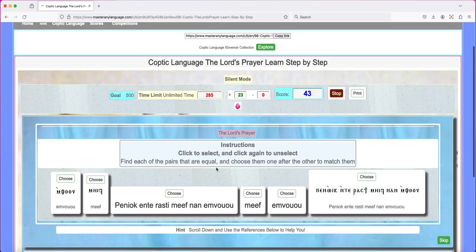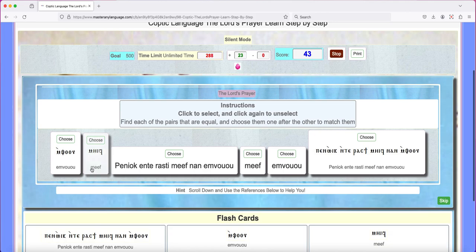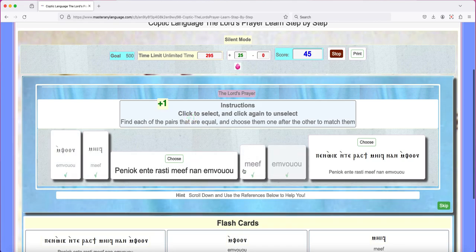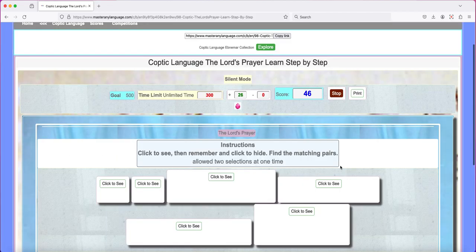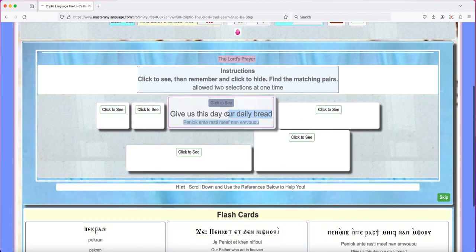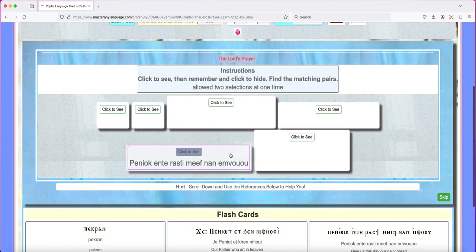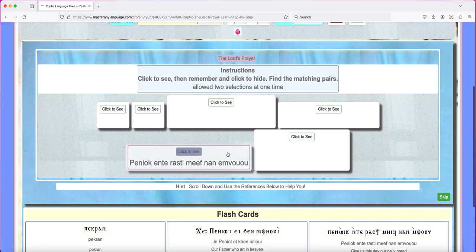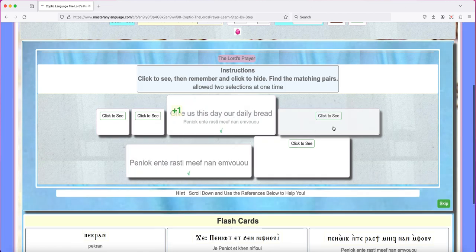Inte. Mif. This is an F sound. Mif. Pinyoik interasti mif nan emevo, I forget what that. Oh, that's what it means. Give us this day our daily bread. Pinyoik interasti mif nan emevo. Our Father who art in heaven. Je pinyoit et genifiowi.